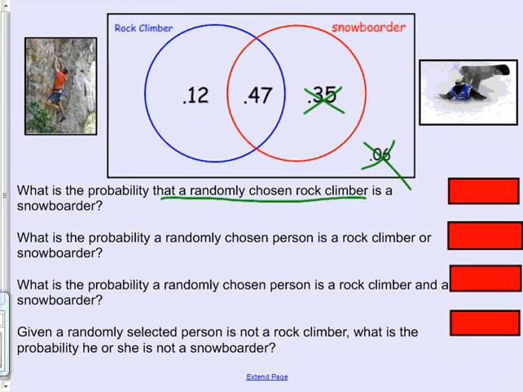Randomly chosen rock climber. That means I really picked randomly. No, because if I picked randomly, everything would be possible. But this is randomly filled with pictures. Okay, so that means I process those two. Yeah. So I want you to see if you can get those four answers. This is just a practice test question.